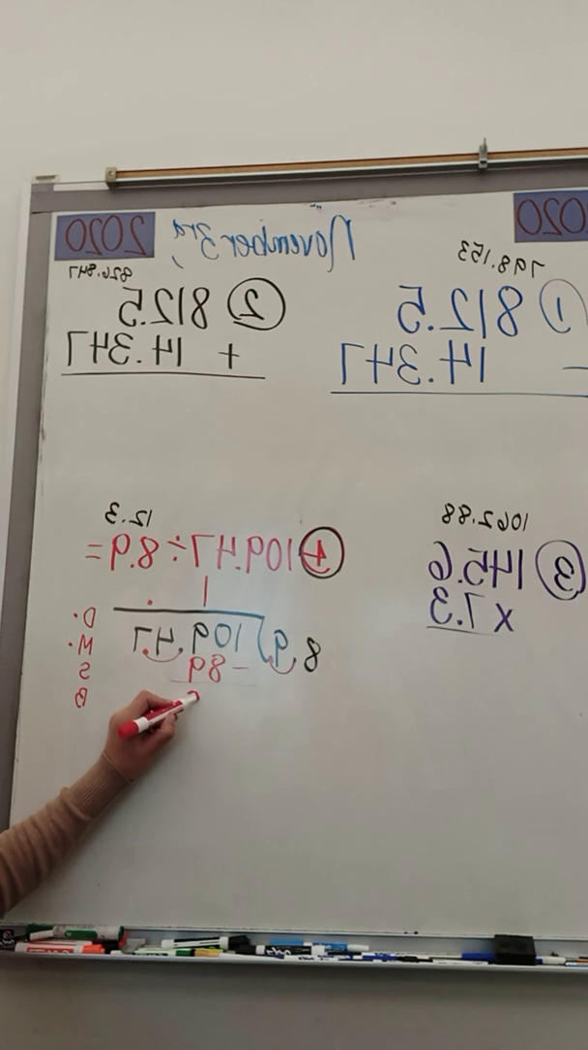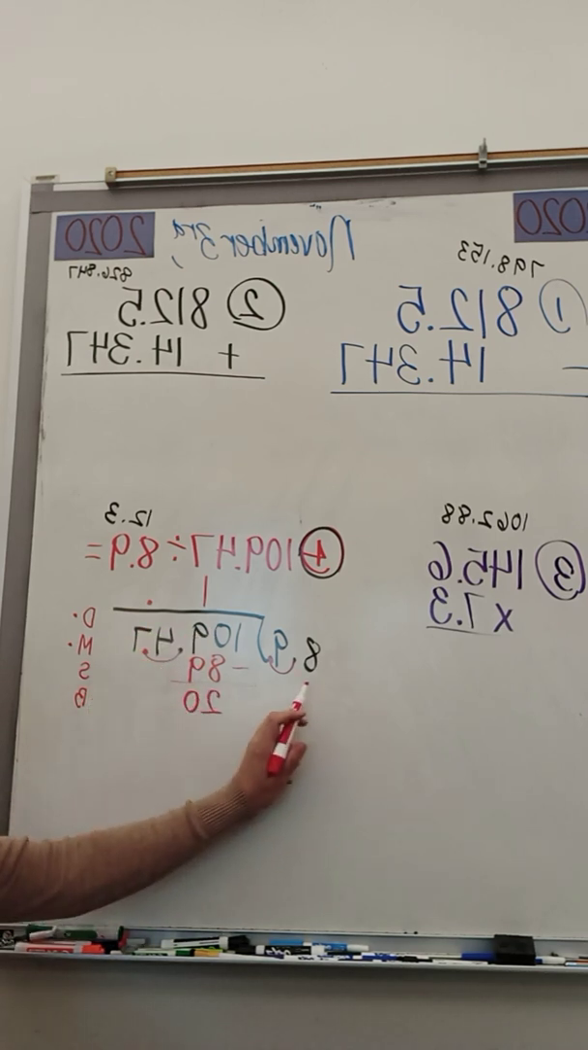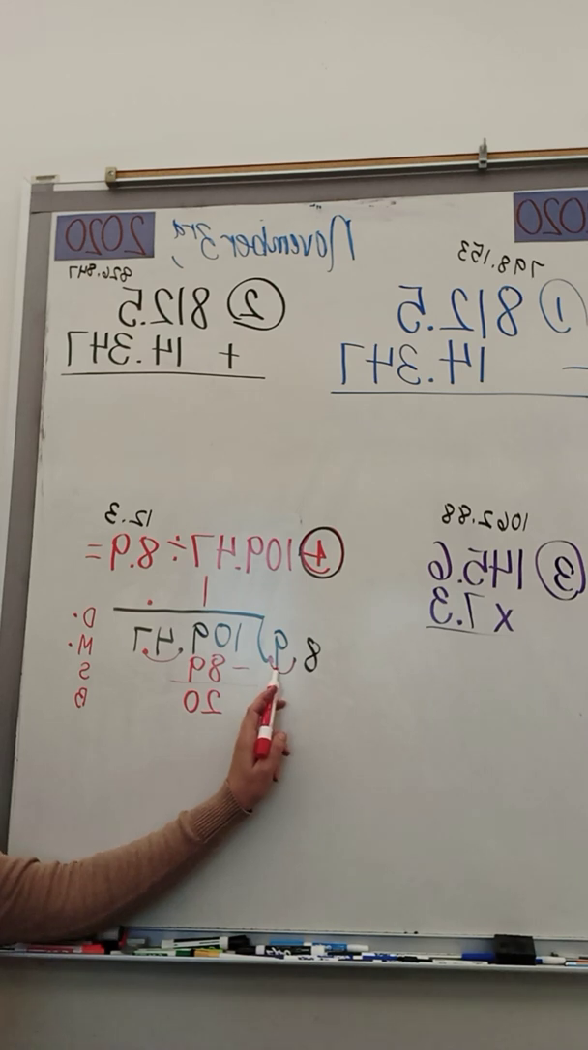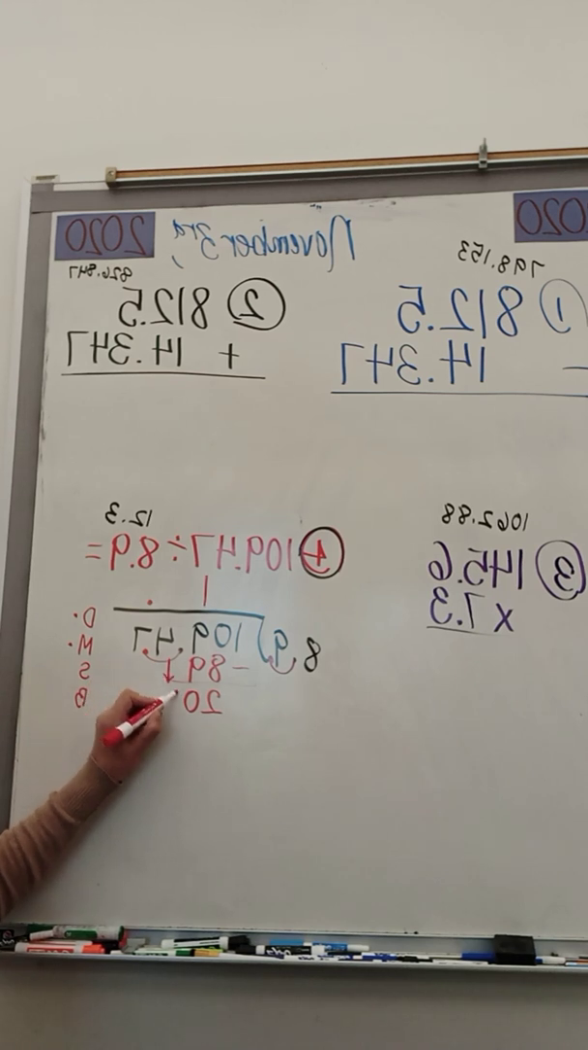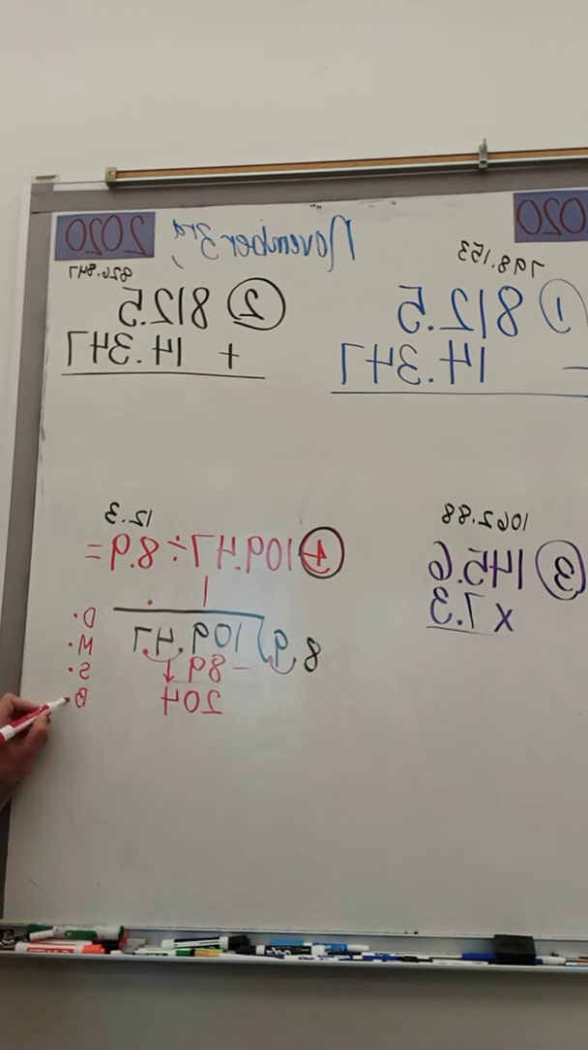9 minus 9 is 0. 10 minus 8 is 2. 20 is less than 89, so I know I'm on the right track. You shouldn't be doing other stuff. You should be looking up here. Bring down my 4. I subtracted and I brought down.